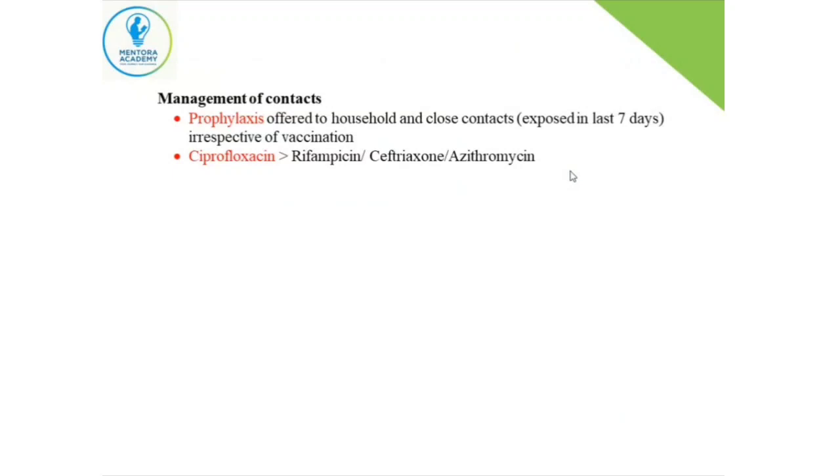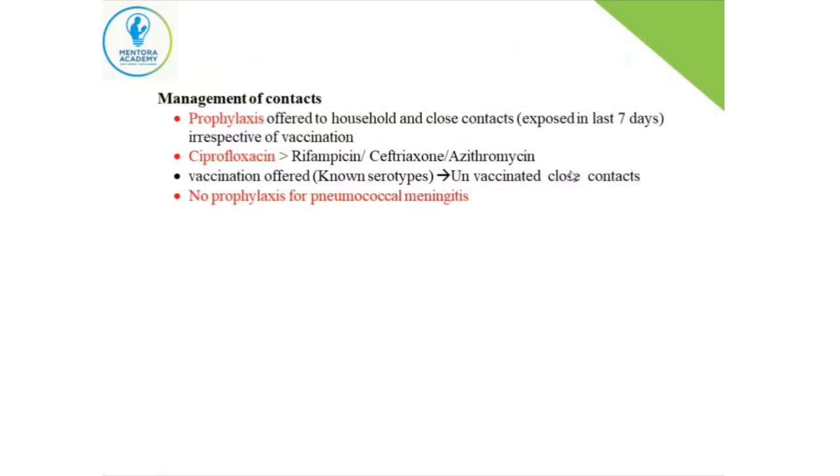So what are the options to treat contacts? We have ciprofloxacin, rifampicin, ceftriaxone, azithromycin. There are plenty of antibiotics which may work for meningococcal meningitis, but the preferred one is ciprofloxacin. Vaccination can be offered if the serotypes are known, or to unvaccinated close contacts. There is no prophylaxis available for pneumococcal meningitis. What we discussed so far is for meningococcal meningitis only. Remember, for pneumococcal meningitis, we do not have any prophylaxis.